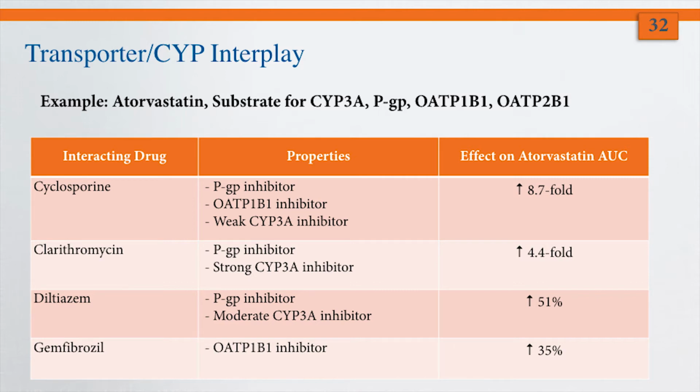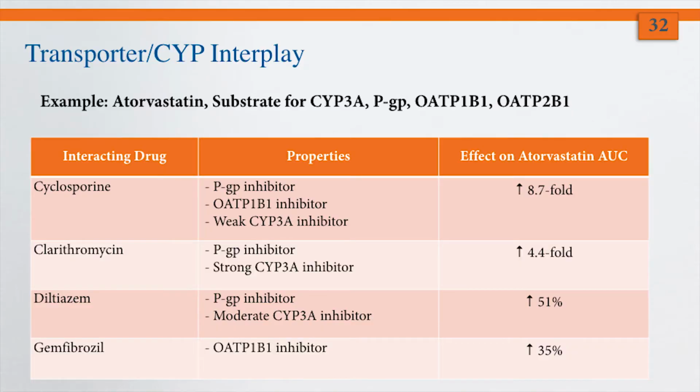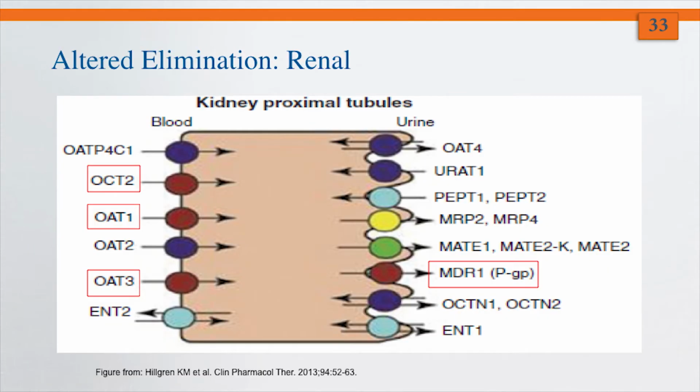So this is what we talk about when we say transporter-CYP interplay. When you have agents that inhibit more than one transporter or inhibit a transporter and a metabolizing enzyme, you can often see much bigger impact on substrate exposure than you might otherwise see with just an inhibitor of one particular pathway. And these are very often difficult to predict, and you require a clinical drug interaction study to be able to describe the impact. So we'll move on to altered renal elimination.